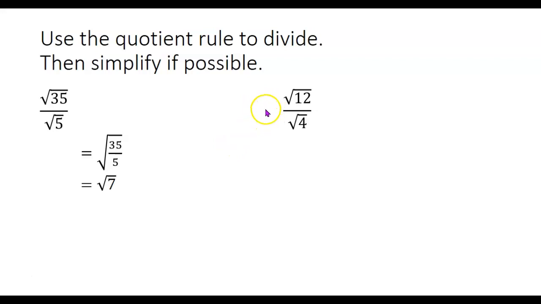What about the square root of 12 divided by the square root of 4? We can do the same thing here and write it as the square root of 12 divided by 4, which is the square root of 3.